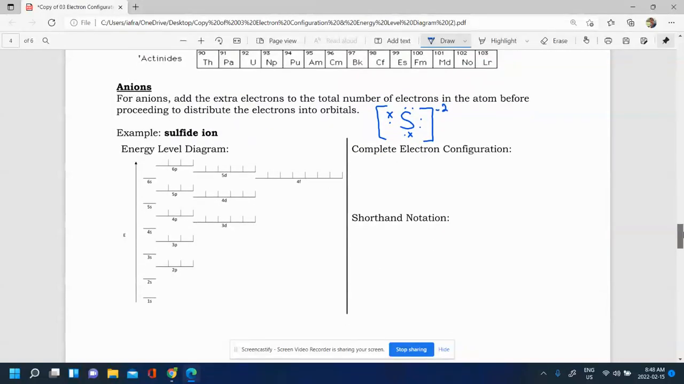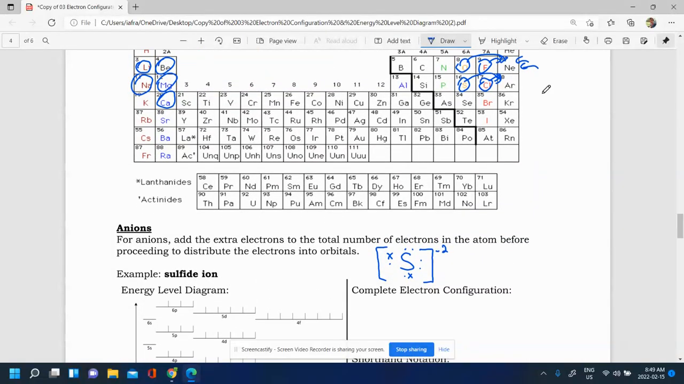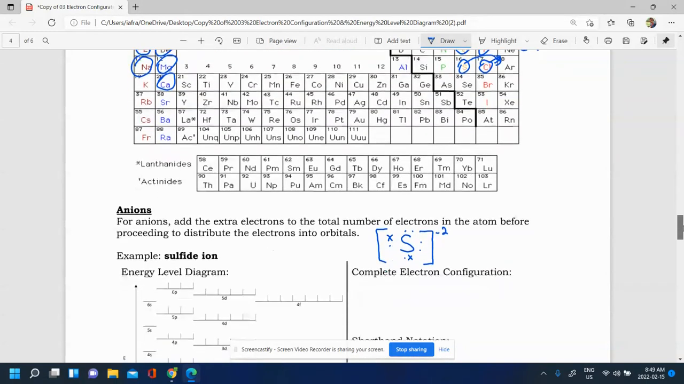Now in grade 12, we need to do the same thing, but instead we're going to do it with energy level diagrams and electron configurations. So if you're told to draw the anion, what I would do is start off by drawing just the regular neutral atom. So sulfur, if we look in our periodic table over here, is number 16. So it has 16 electrons.